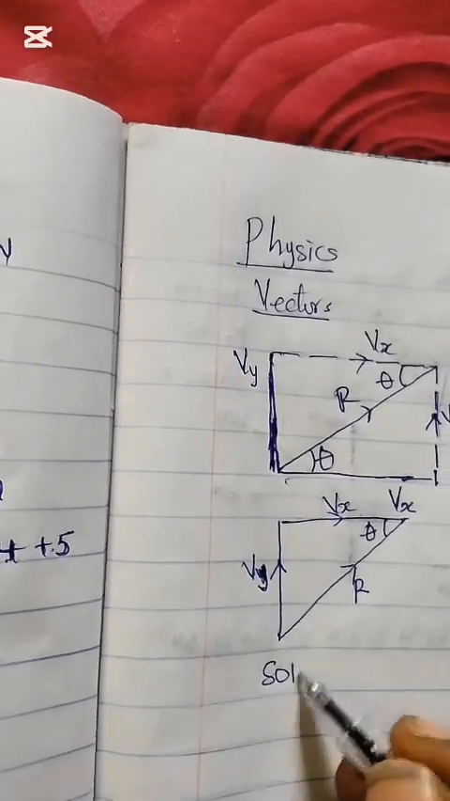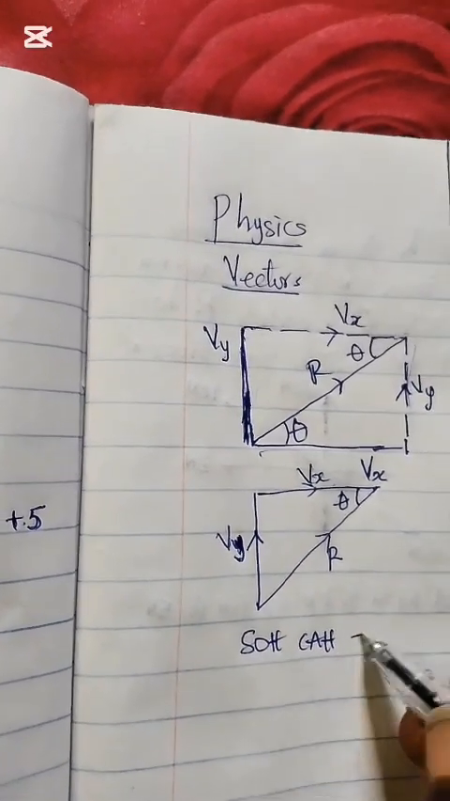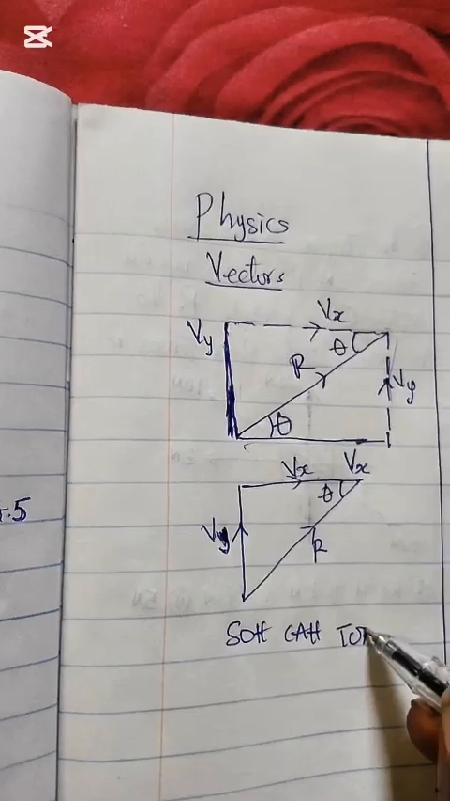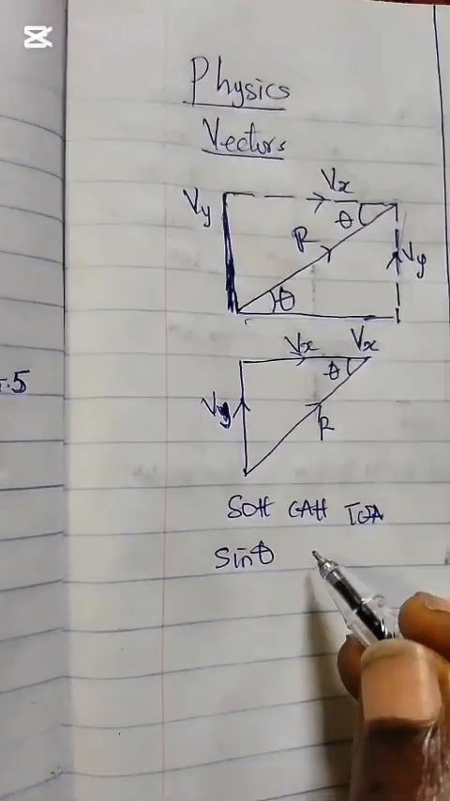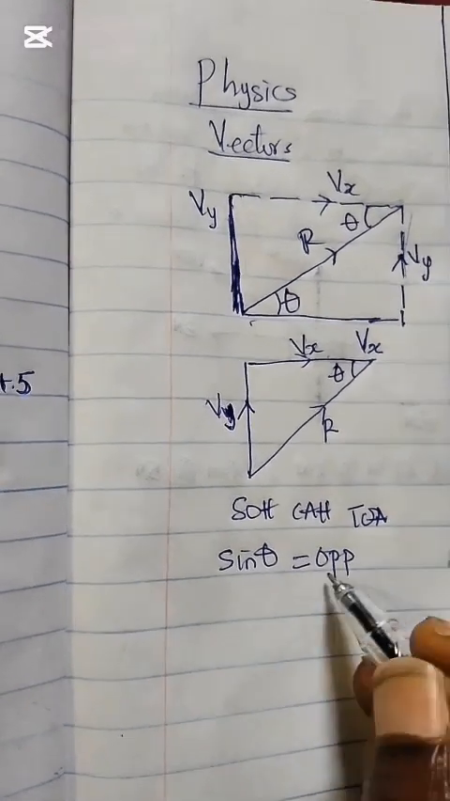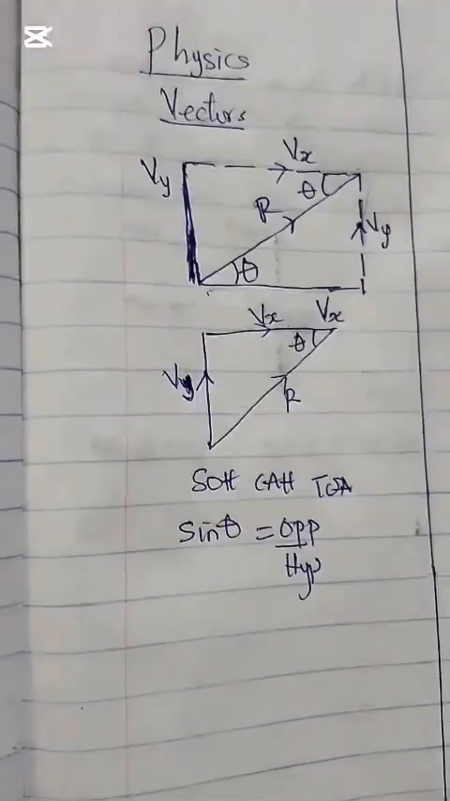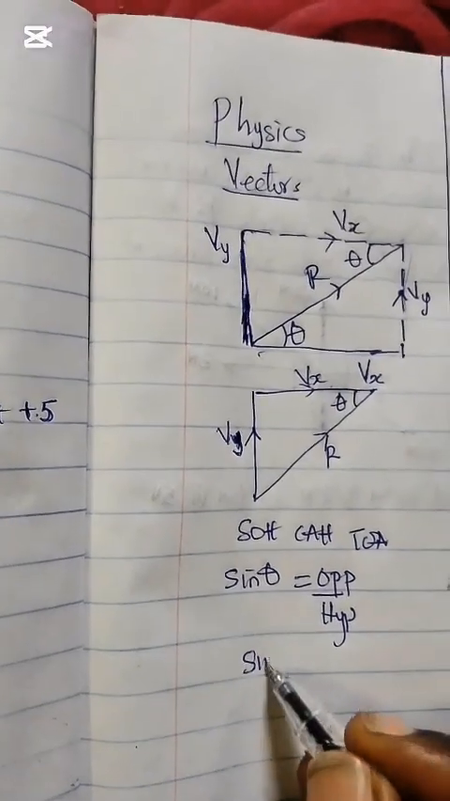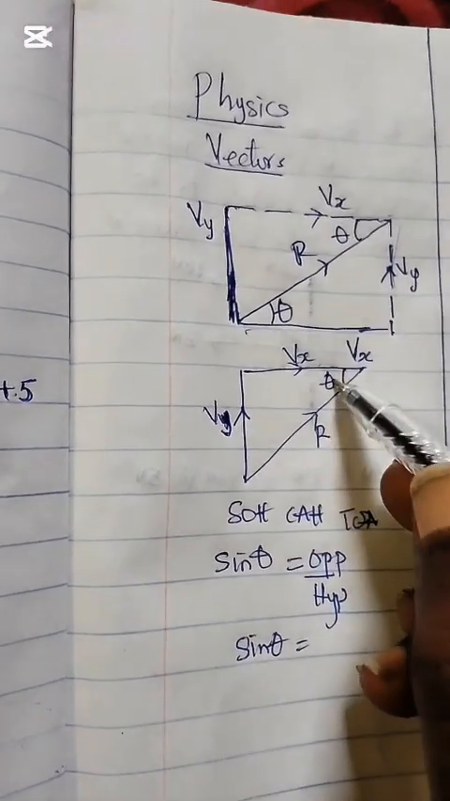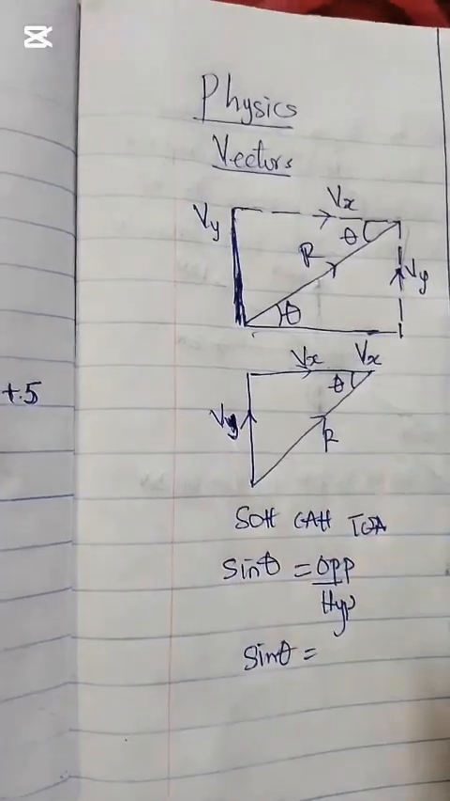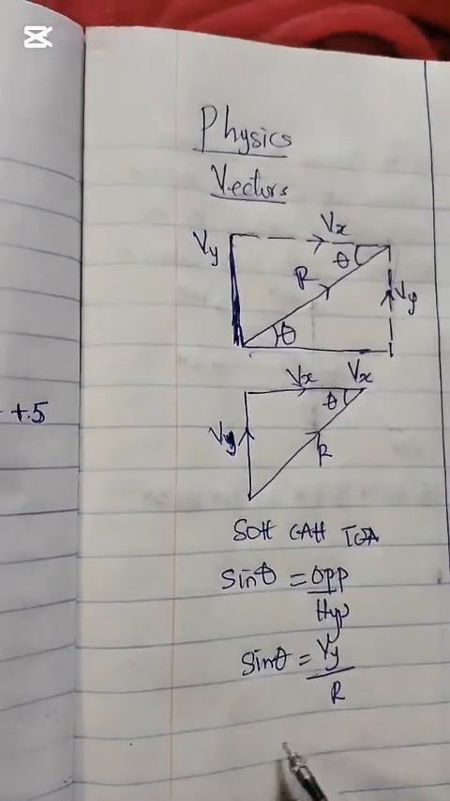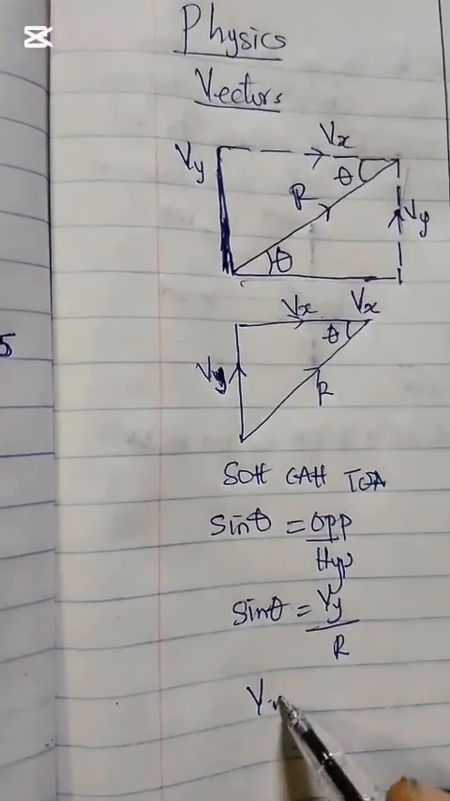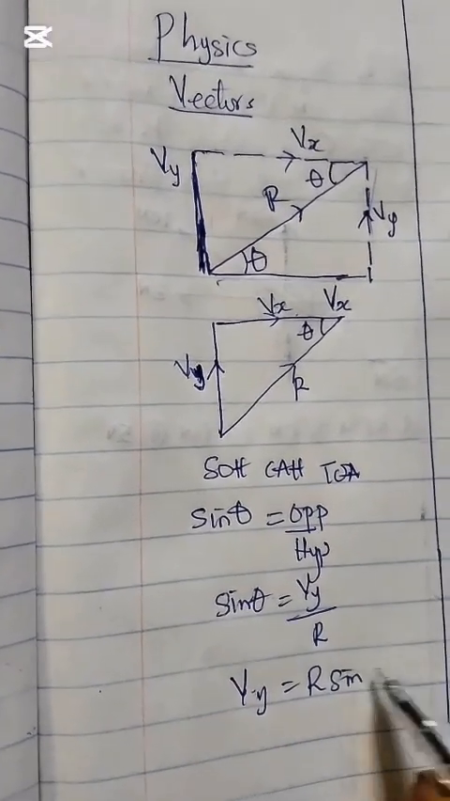So once I have this now, what do I do? I can now use SOHCAHTOA to find the relationship between the angles and the sides of this particular triangle. So using sine, I'm going to have that sine theta is equal to opposite over hypotenuse. What is the opposite of this particular angle? The opposite of this angle is Vy divided by the hypotenuse, which is r. So that Vy will be equal to r sine theta.